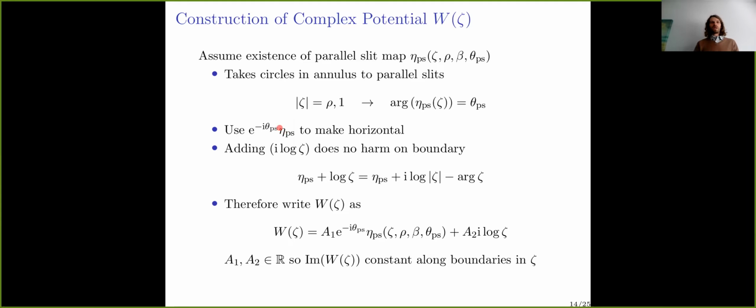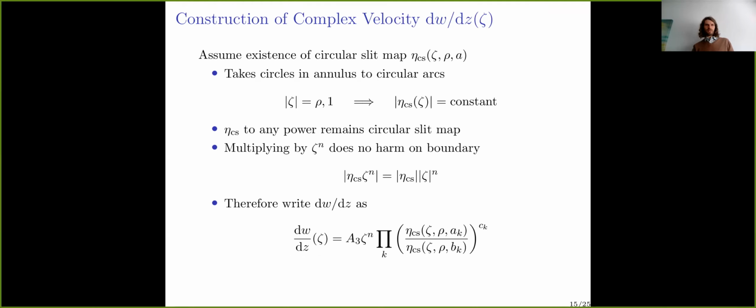Another thing we can do is add i log zeta. The reason is that it's not going to do any harm on the boundary. If we add them together, since zeta has a constant magnitude, the imaginary part is not going to change. So we have this most general form: the phase factor fixing the parallel slit map to be horizontal, and then we can add i log zeta with anything in front of it that we want, and we'll meet that condition. So that's how we do the complex potential.